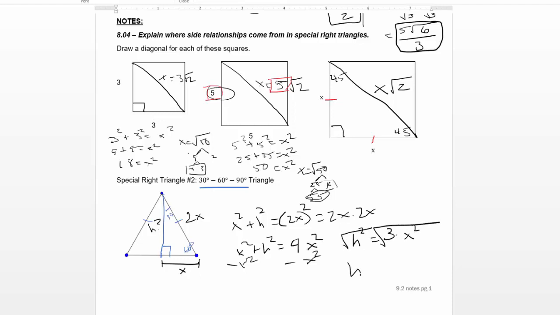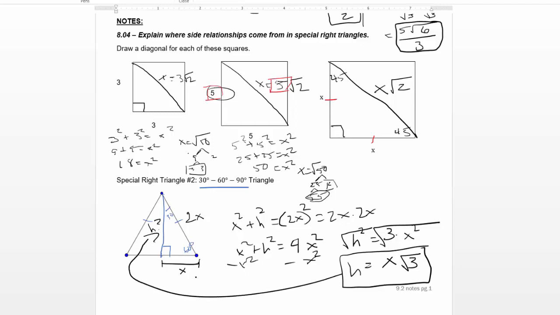Or if I get h by itself, let's see, what's the square root of 3x squared? Well, I don't know what the square root of 3 is, so I'm going to leave that as a square root. I do know what the square root of x squared is. What times itself is x squared? That's x. So what does this tell me? Well, this tells me, similar to what's above, that if I know one of these parts, I can calculate all the others because they are all in relation to each other. So if I know what this side opposite the 30-degree angle is, then to find the hypotenuse, I just double it because that's 2x.